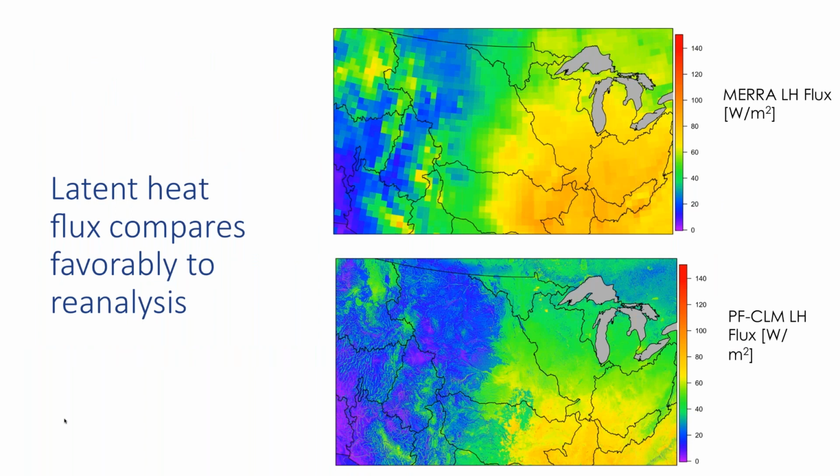Finally, these are maps showing comparisons for latent heat flux. Here we're using reanalysis data to compare to because we don't have enough observations for water year 1985. But what you can see is we're really getting the spatial pattern pretty well with our simulation.